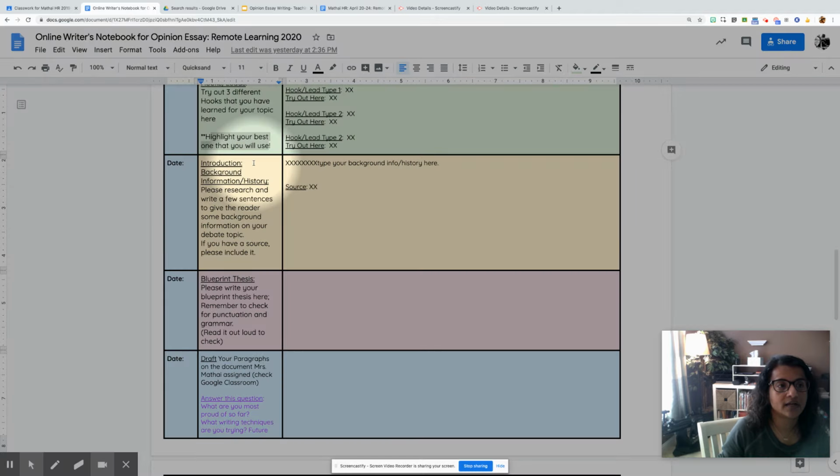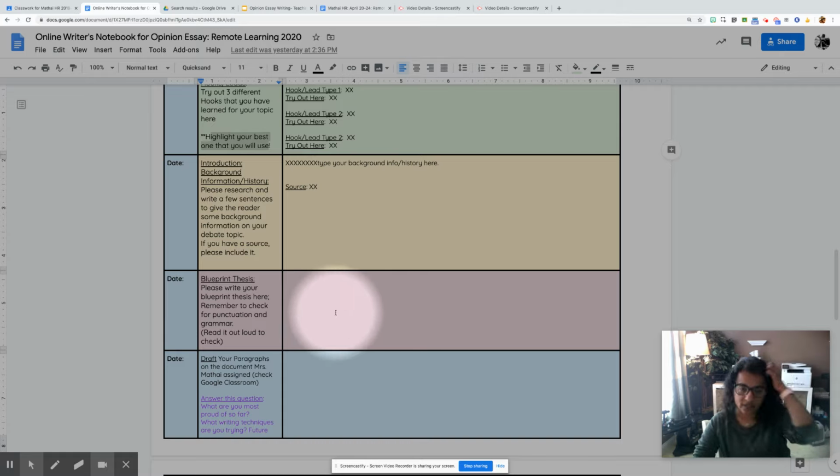So right here is your online writer's notebook. And then this section in this color, what is this, pink or something? Not really pink, pinkish purple, is where you'll type out your blueprint thesis. So it says, please write your blueprint thesis here. Remember to check for punctuation and grammar. Read it out loud to check. So just type it in right there and you are golden.